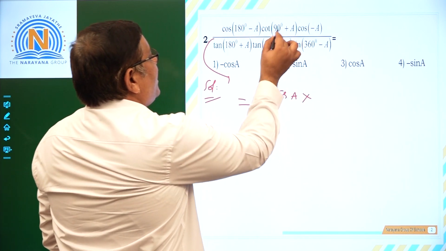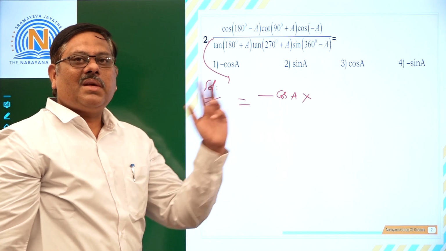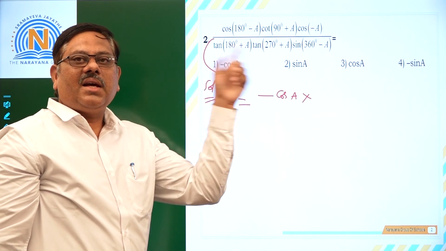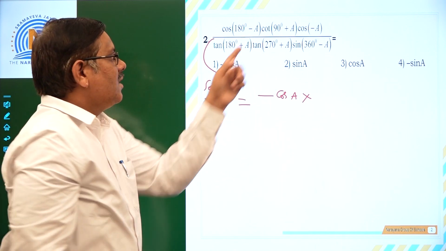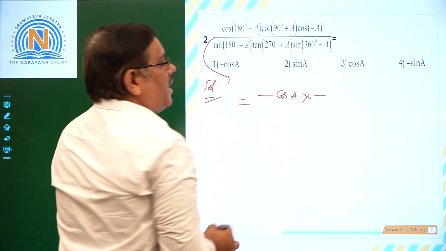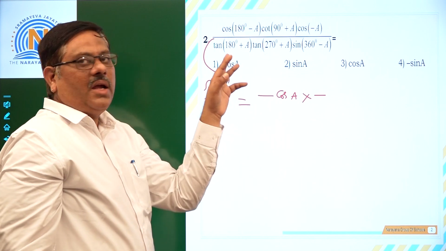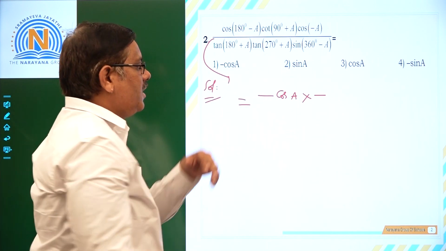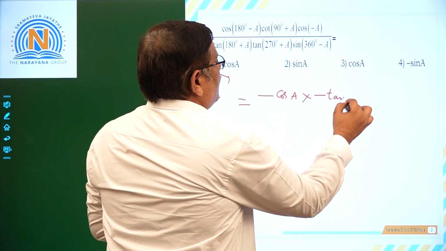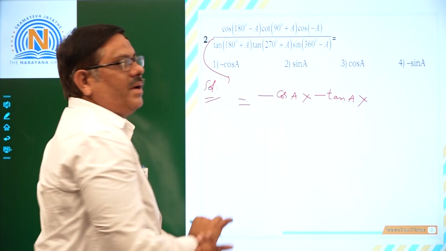Into cot of 90 plus a. 90 plus theta is an angle in the second quadrant. In the second quadrant, cot is negative, so again a minus sign. 90 is 1 into 90, so an odd multiple of 90, so cot changes to tan. So it is minus tan a.